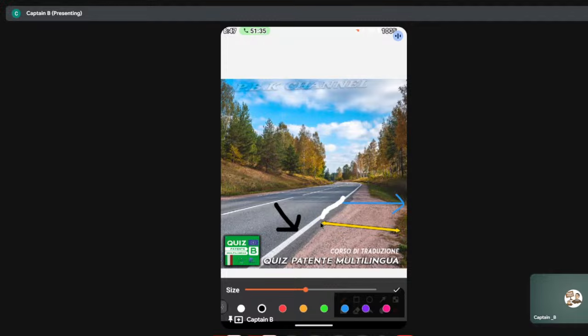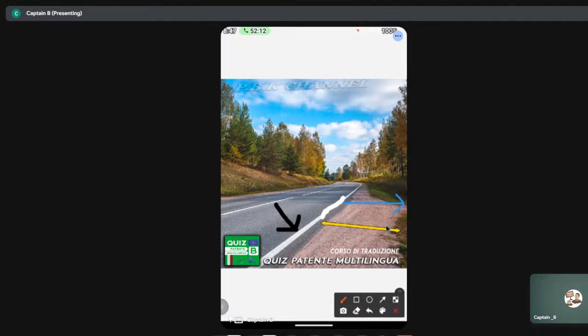All right, now it's telling us that the banchina is separated with a white continuous line. Just as you already know that the corsia di emergenza, the emergency lane, is not separated with a breakable line, which is discontinuous. It's separated with a continuous line. So also with banchina. The banchina line, which is the edge line, is continuous. Now the banchina they are talking about is this one.